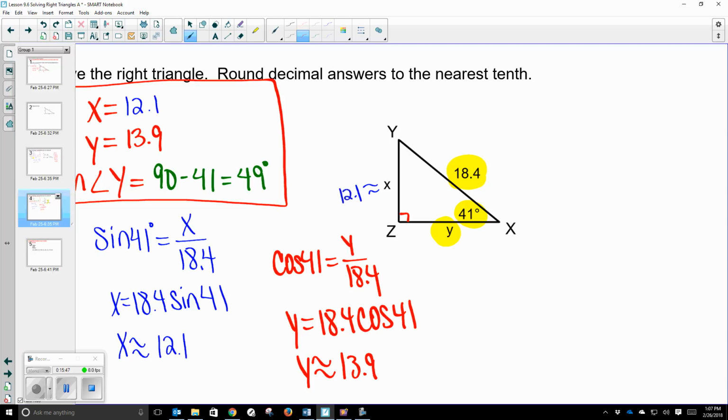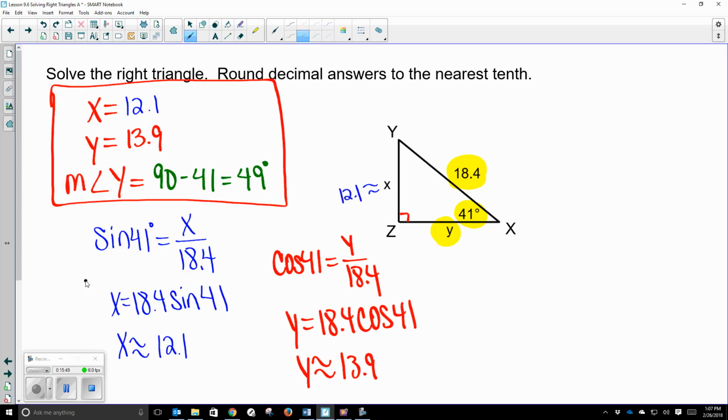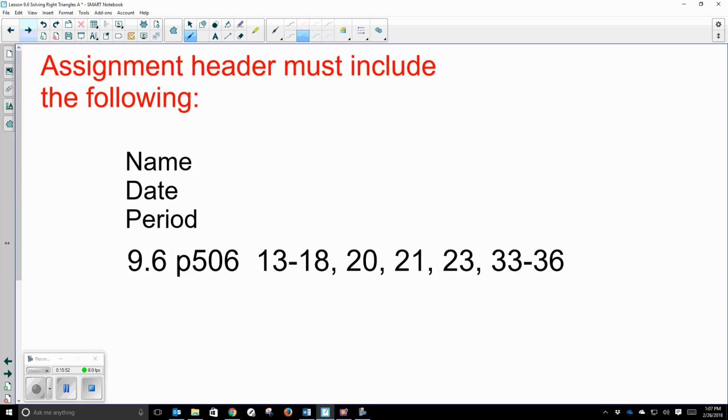Any questions? Okay, here's your assignment, and you need to work on that until the bell rings, and I'll come around and help you if you need help.